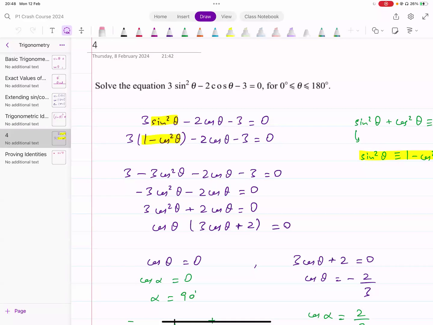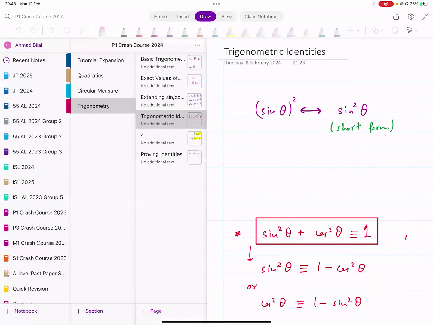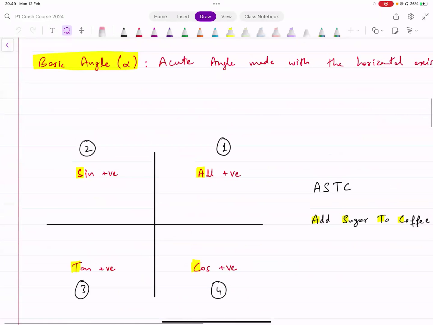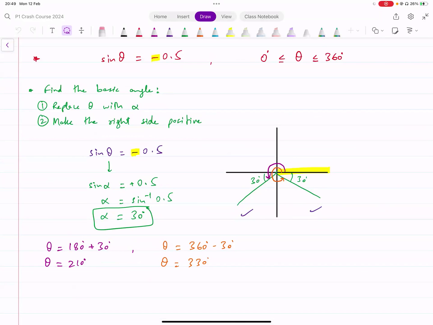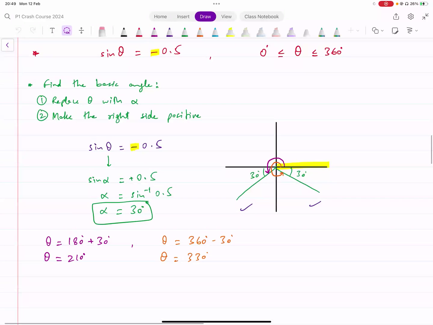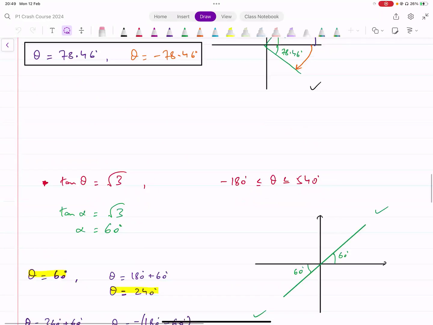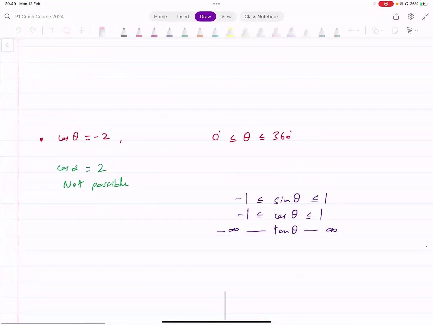Let's quickly revise what we have done until now. Not revise, I'll just list down the concepts that we've done until now. We talked about ASTC, how different functions are positive and negative in different quadrants. We talked about the basic angle. Then we used those two things to basically solve equations, right? We learned how to solve equations with angles in degrees and in radians, with different kinds of intervals given in the questions. Okay, so that's what we did.